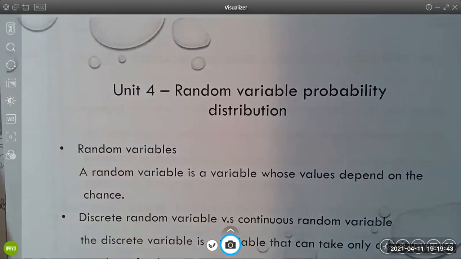Hi everyone. In this video, we are going to look at how to calculate the discrete random variable probability distribution. In the last video, we briefly mentioned what a random variable is. So here is the definition, basically. A random variable is a variable whose values depend on chance.